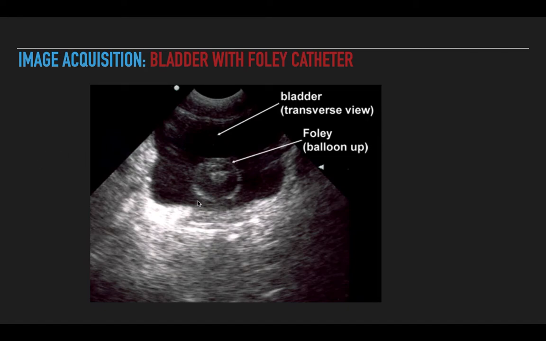So once again, that transverse view is great if you want to see if the Foley is in good location. And in this case, you actually see the Foley catheter in place, and it's also inflated, and this patient still has a fairly full bladder with this Foley catheter. So either they've just placed it or this Foley catheter might be malfunctioning.